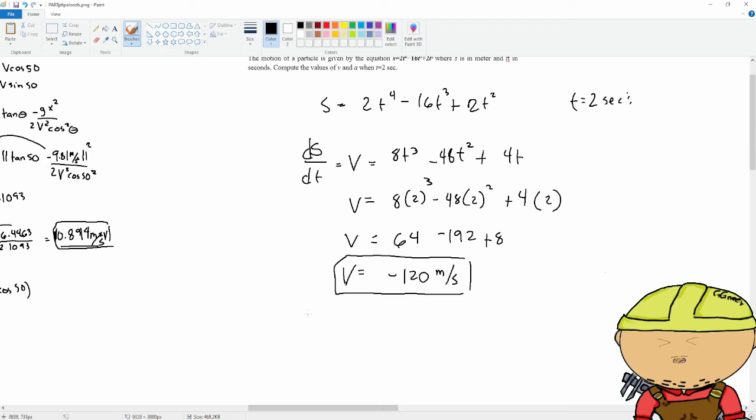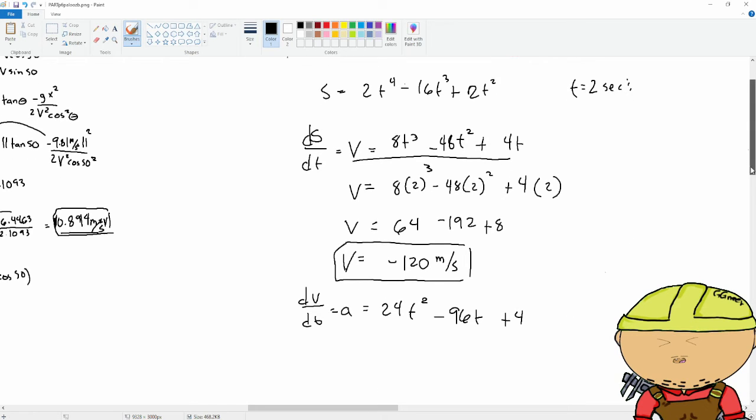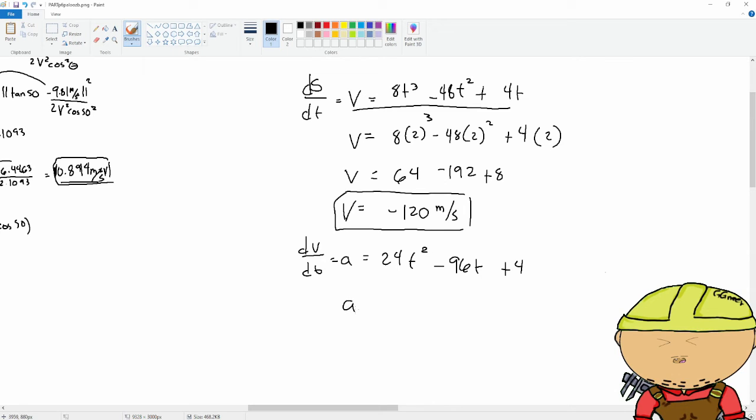Differentiate again, dv over dt is acceleration. Differentiating, we get 8 times 3 is 24 t squared minus 48 times 2 is 96t plus 4. Substituting t to get the acceleration at 2 seconds, it is equal to 24 times 2 squared minus 96 times 2 plus 4.